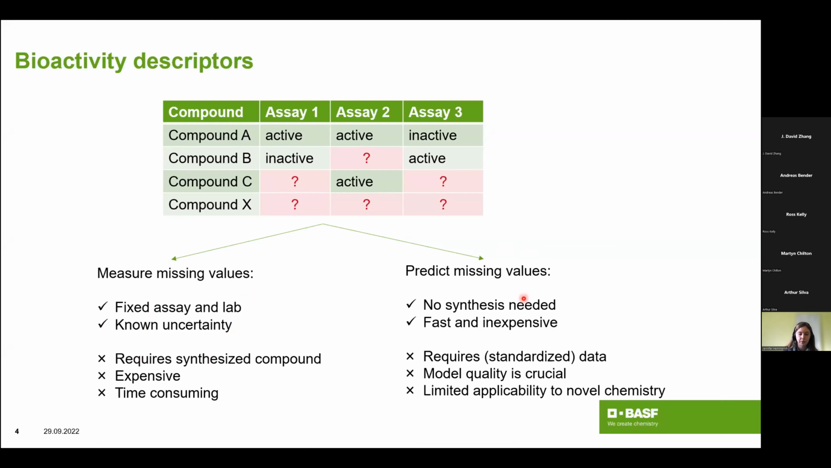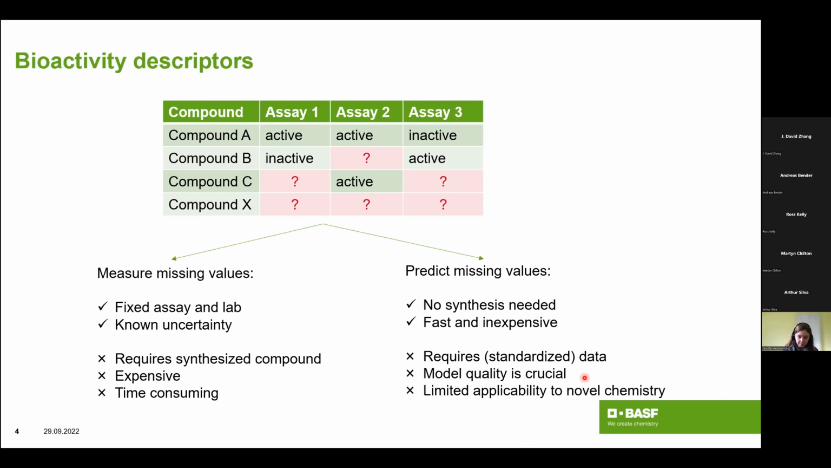And here, what we can do is predict those values for compounds that we do not even need to synthesize. It's pretty fast and inexpensive to do in silico predictions, but of course, and I guess that's what we're all struggling with, we need standardized data to achieve this, to train good models to then be used as a proxy for measurements. And there, of course, the model quality is very crucial.